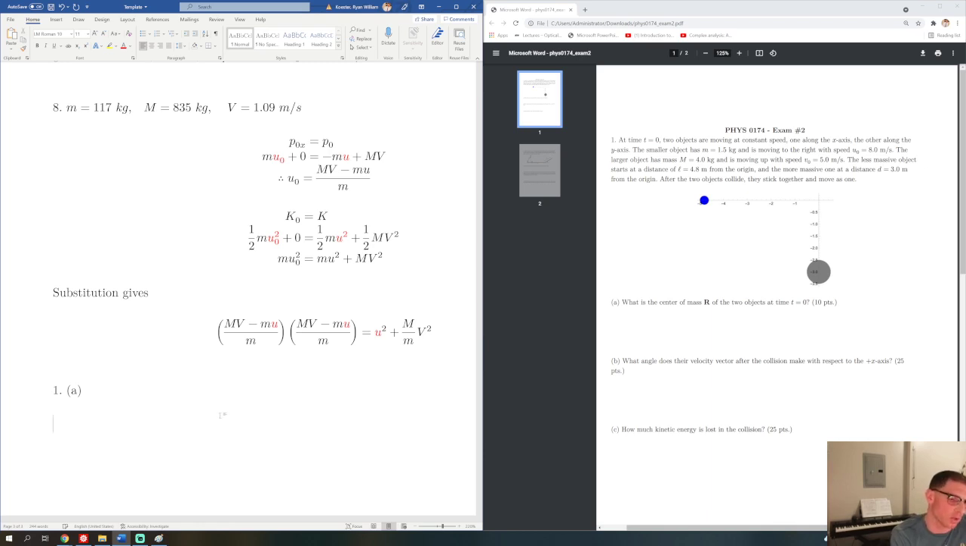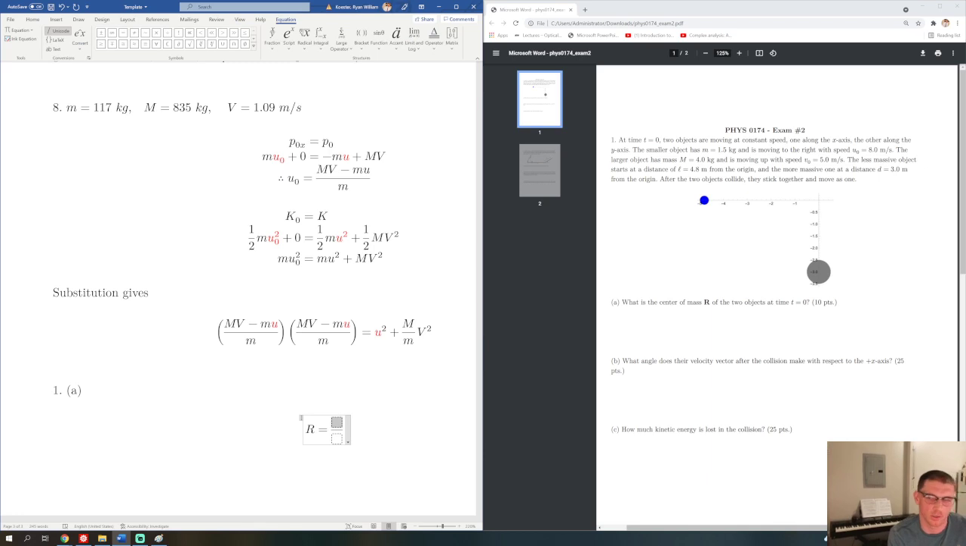So remember that in general, the center of mass, we could say the definition for two objects is m1 r1 plus m2 r2 over the sum of the masses, right? Now this is a vector, because at least in this case, it has an x and a y component. It's a two-dimensional situation.